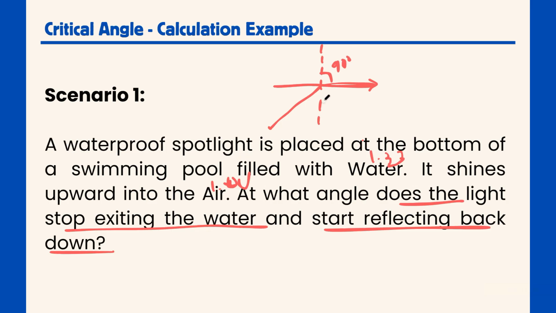Anything past that, like 91 degrees, would already result in TIR. And then what we are finding here is our critical angle. It looks like an angle of incidence, but it gets a fancier name because our angle of refraction is 90 degrees. And then our n1 here is 1.33 and our n2 here is 1.00.